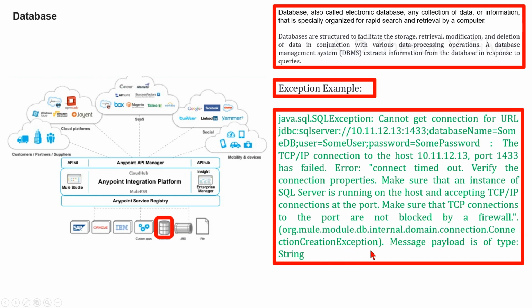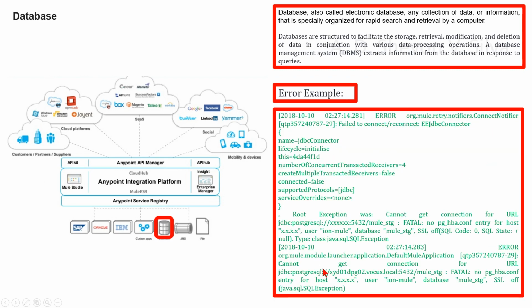org.mule.db.internal.domain.connection.ConnectionCreationException. Message payload is of type String. As an error example, we can consider this error: org.mule.retry.notification.ConnectNotifier: Failed to connect/reconnect: JDBC Connector. Here you can see the name JDBC Connector, lifecycle initialize, and number of current transaction receivers 4, etc. Connected: false. And the root exception was: Cannot get connection for URL jdbc:postgresql://xxx, etc.